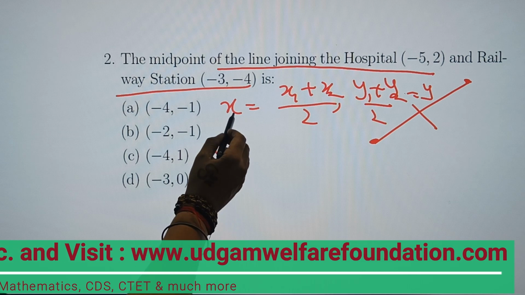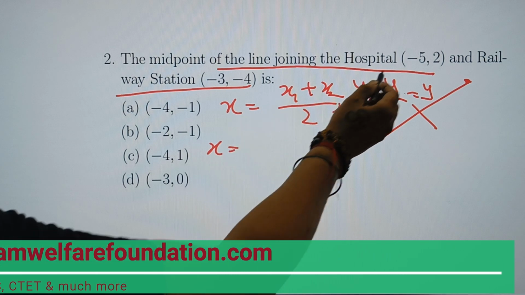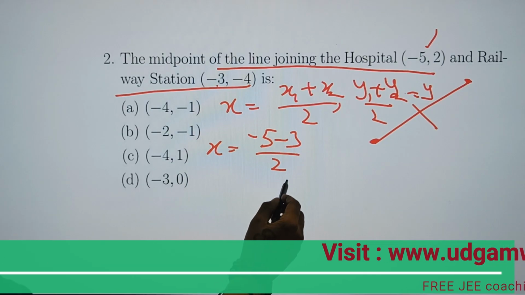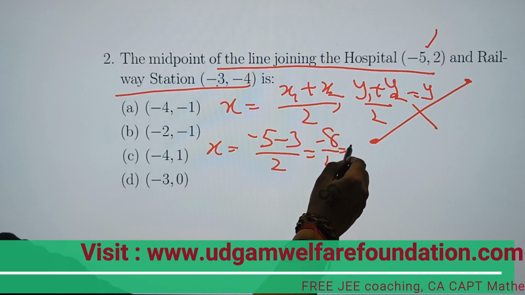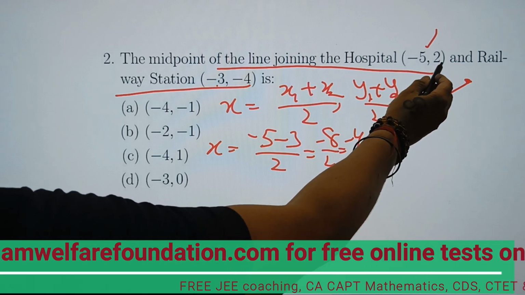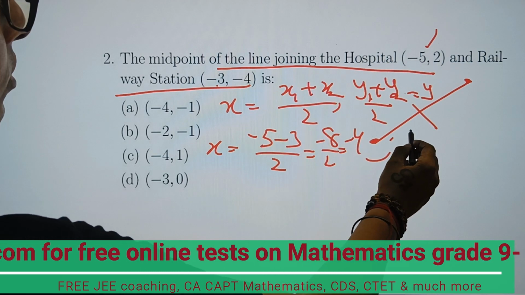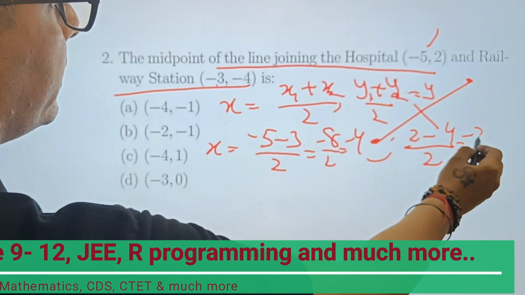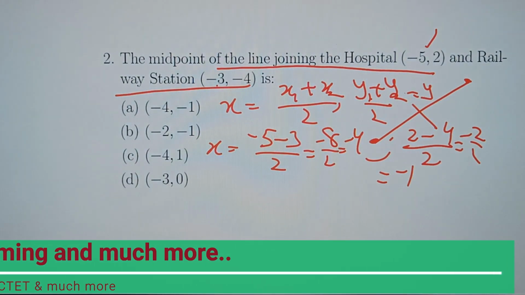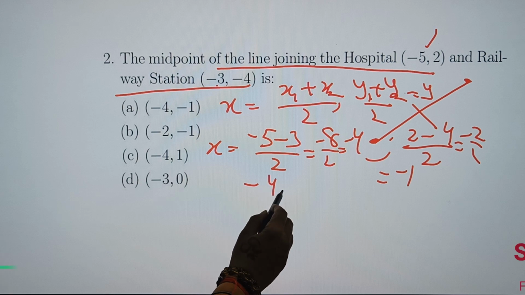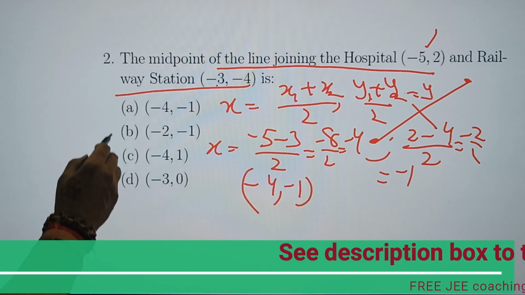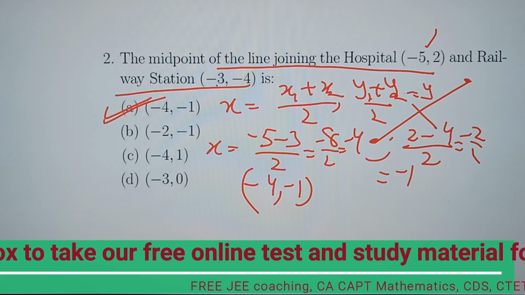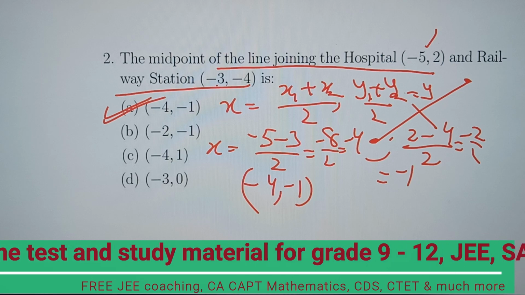Hence we can find it easily by using this: x equals x1 plus x2 upon 2, where x1 is -5 and x2 is -3. Therefore (-5 minus 3) upon 2 is your x coordinate, which is -8 upon 2, which is -4. Similarly, y1 plus y2, where y1 is 2 and y2 is -4. Therefore (2 minus 4) upon 2, that is -2 upon 2, which is -1. Hence we can say that the coordinate of the midpoint is (-4, -1), which is our option A. Hence option A is our correct answer here. I hope the concept is clear now. Now let's move towards question number 3.